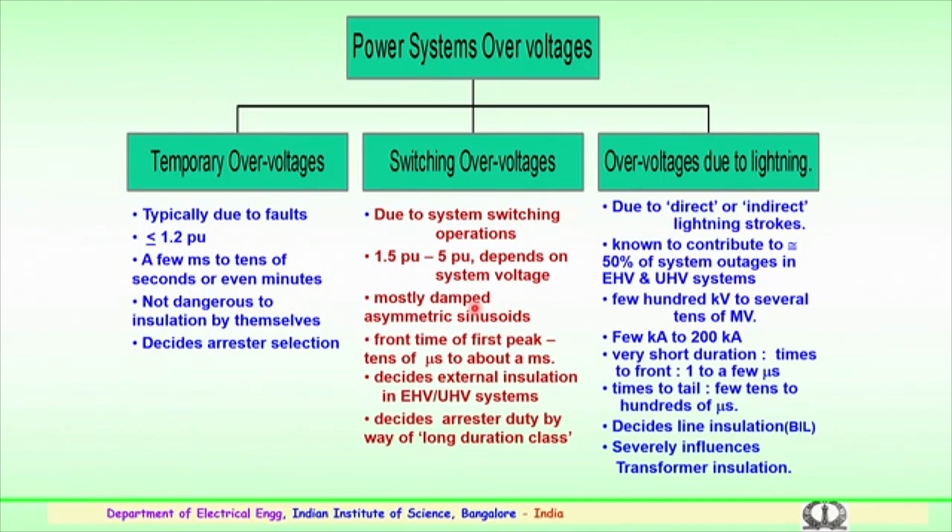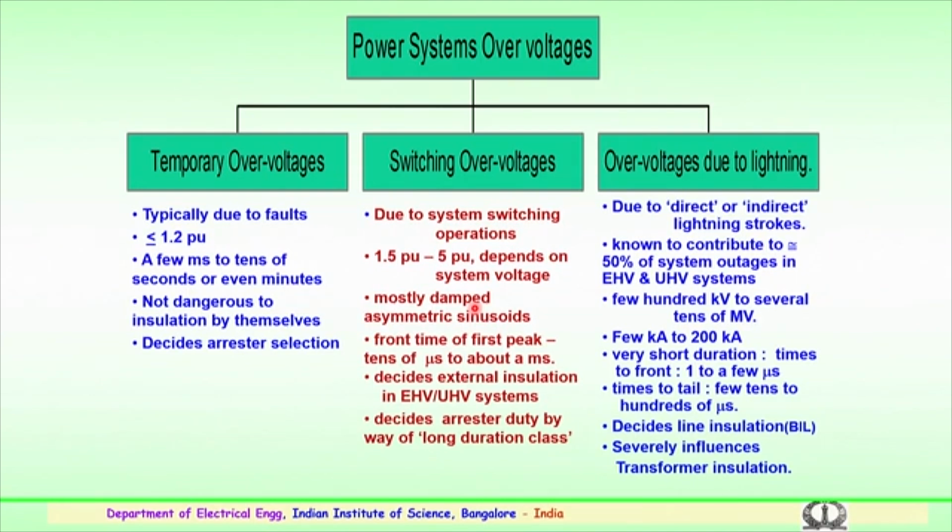Here the front time could be a few tens of microseconds or milliseconds, and the tail time could be a few hundreds of milliseconds. This generally decides the external insulation, in particular for extra high voltage or ultra high voltage systems. Again here the protection is decided by the arrester duty, a long duration class. Arresters are generally classified as distribution class, class 1, class 2, class 3, class 4, depending upon the voltage rating and the current rating of the arresters.